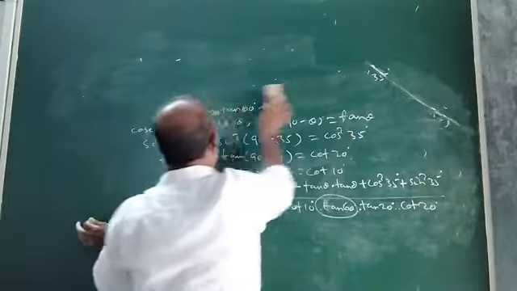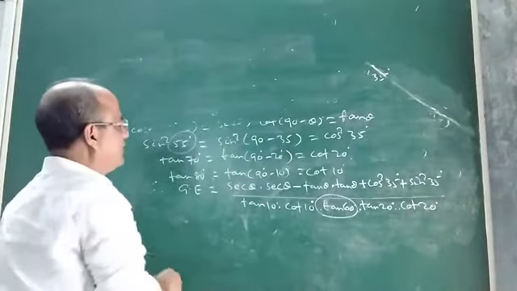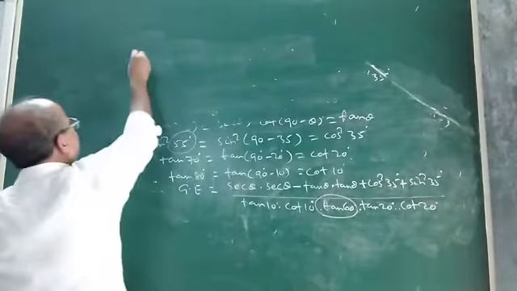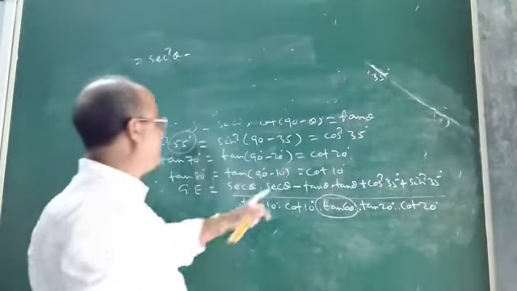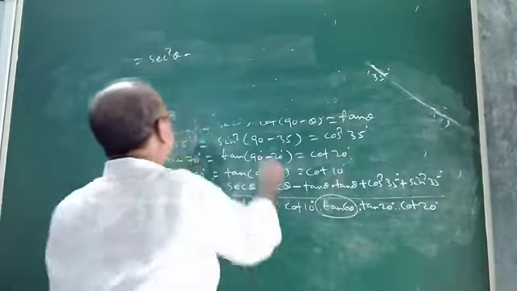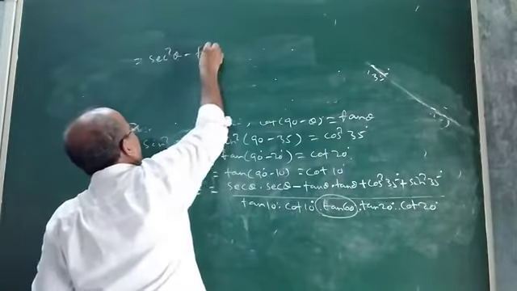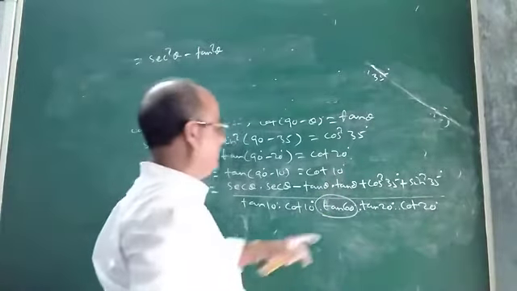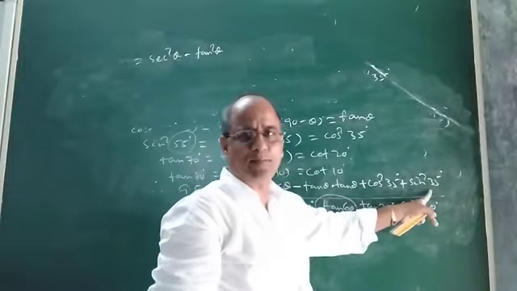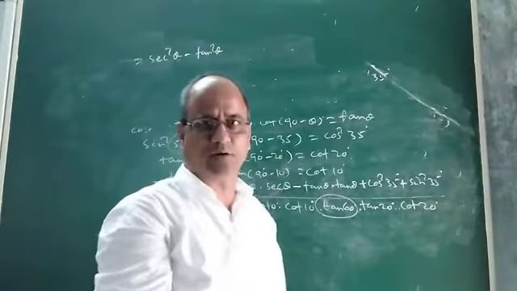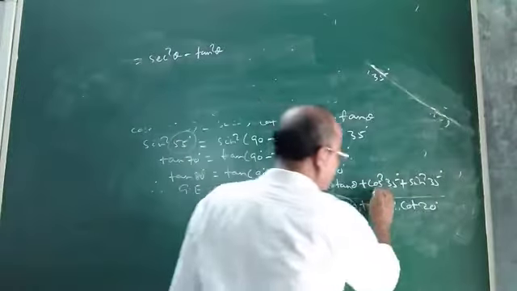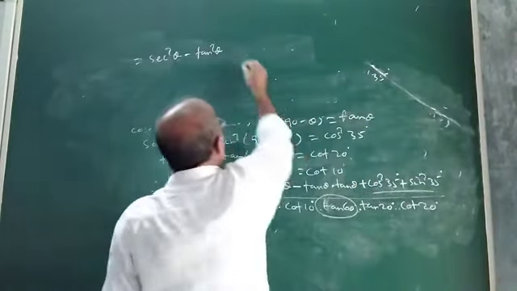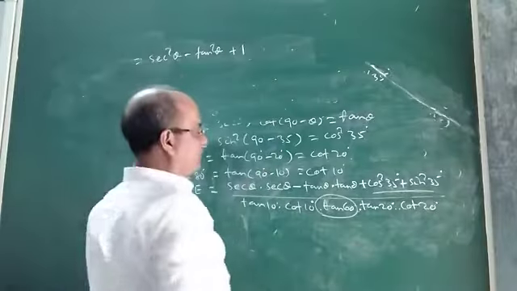Let us see what we get on further simplification. Sec theta into sec theta will be equal to sec square theta, minus tan theta into tan theta, which is tan square theta. Then cos square 35 plus sin square 35, you know what is the value? It will be 1 because cos square theta plus sin square theta is 1. So the sum of these two will be 1.